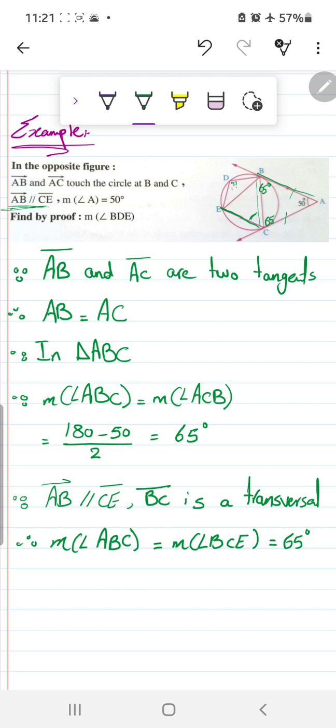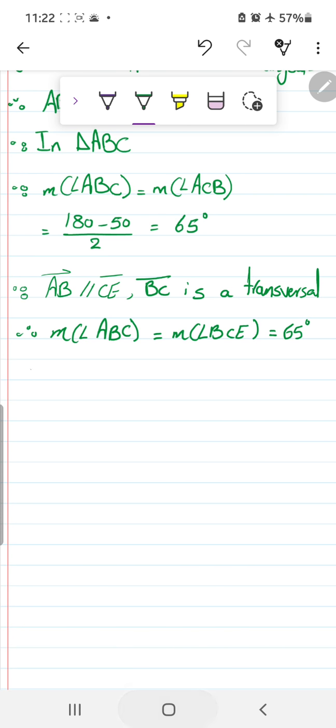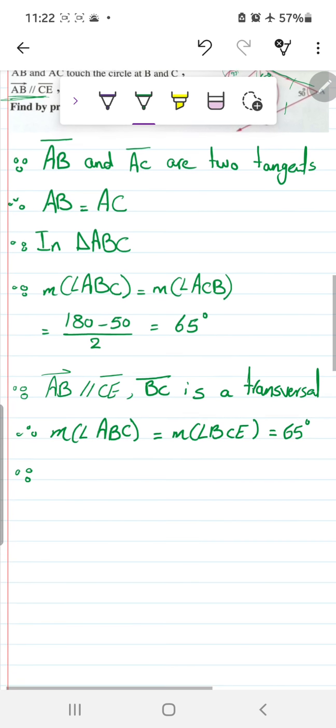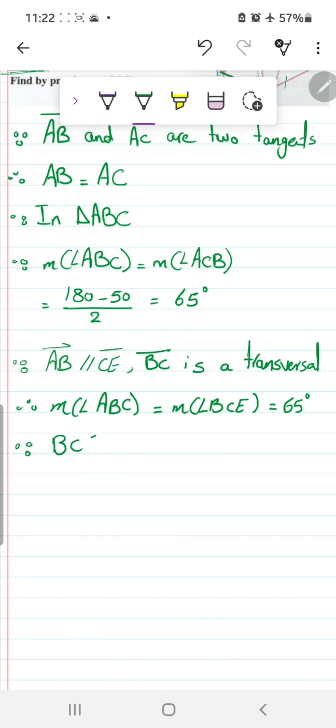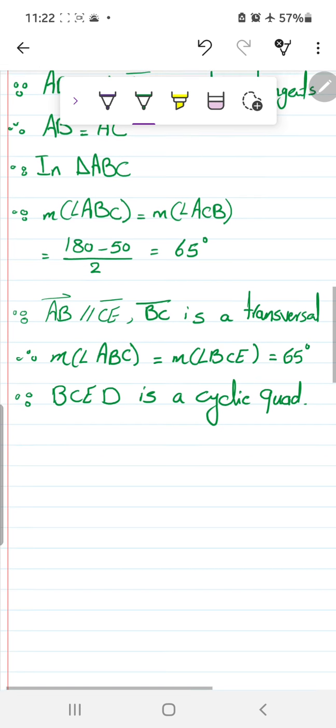Why? Because the four vertices lie on the circle, and from the properties of the cyclic quad, each two opposite angles are supplementary. So the measure of angle BCE plus measure of angle BDE equals 180. We said before BCE is 65, so measure of angle D equals 180 minus 65. So here, since the figure BCED is a cyclic quad. Why? Because the vertices lie on the circle.